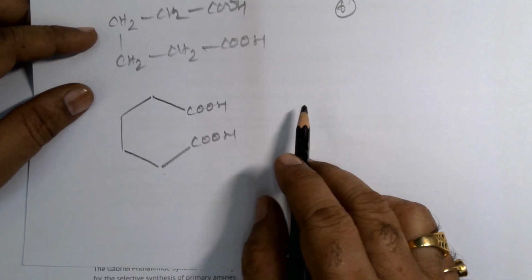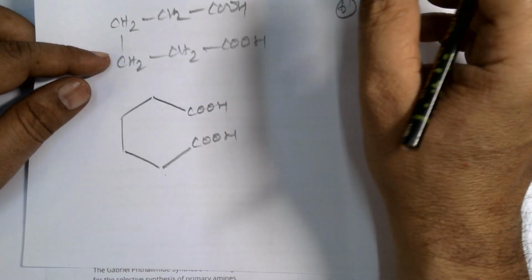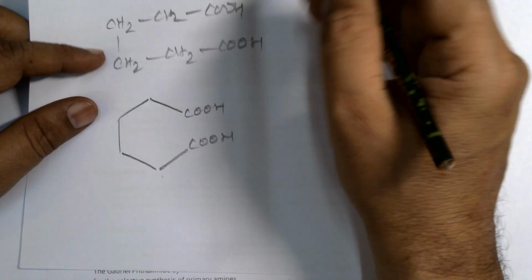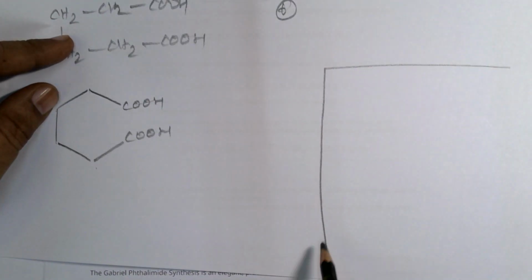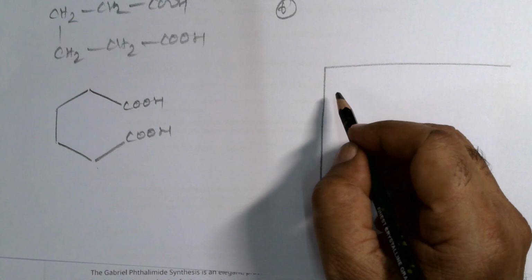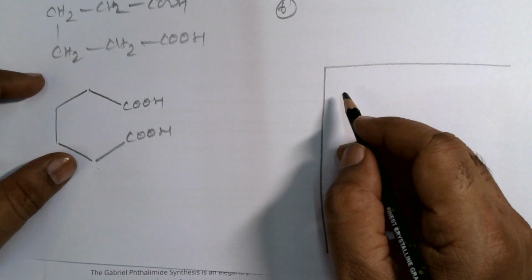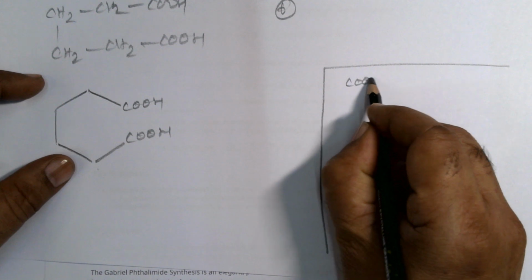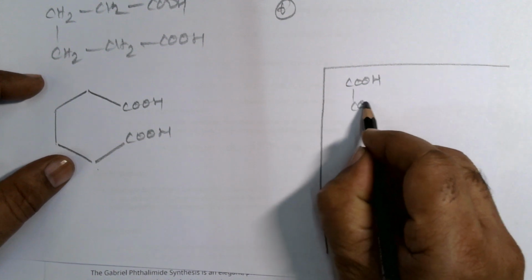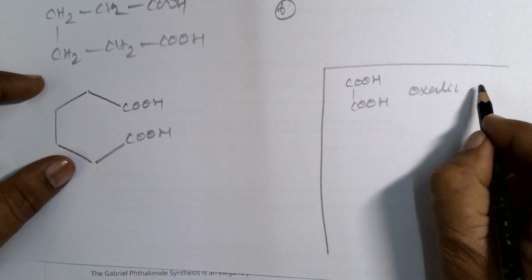You should know something about the different types of dicarboxylic acid. These are all called dicarboxylic acids. Do you know that? Let us discuss that one also. What is the first member of dicarboxylic acid? Anyone? Oxalic acid. This is the first member of dicarboxylic acid.